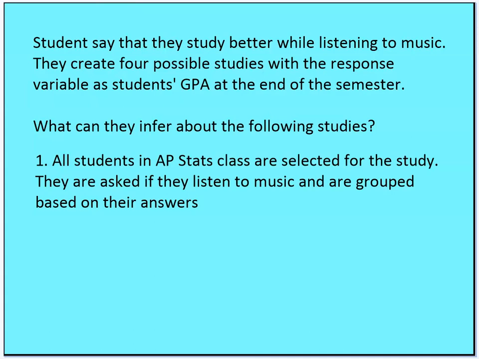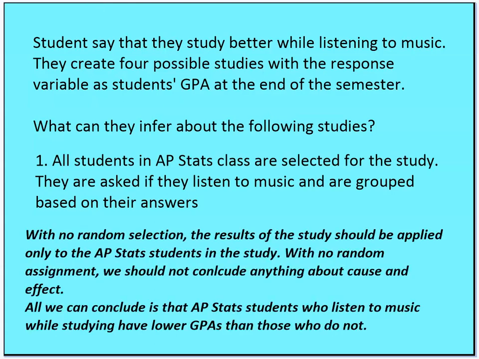All right, so I'm going to give you the answer to this. So there's no random selection, meaning we just took students from the AP Stats class, and then they were grouped based on their answers, so there's no random selection there. And so with no random selection, the results of the study should be applied only to AP Stat students. With no random assignment, we can't conclude anything about cause and effect. All we can conclude is that AP Stat students who listen to music while studying have a lower GPA potentially than those who do not. And that was what was found for this particular study.